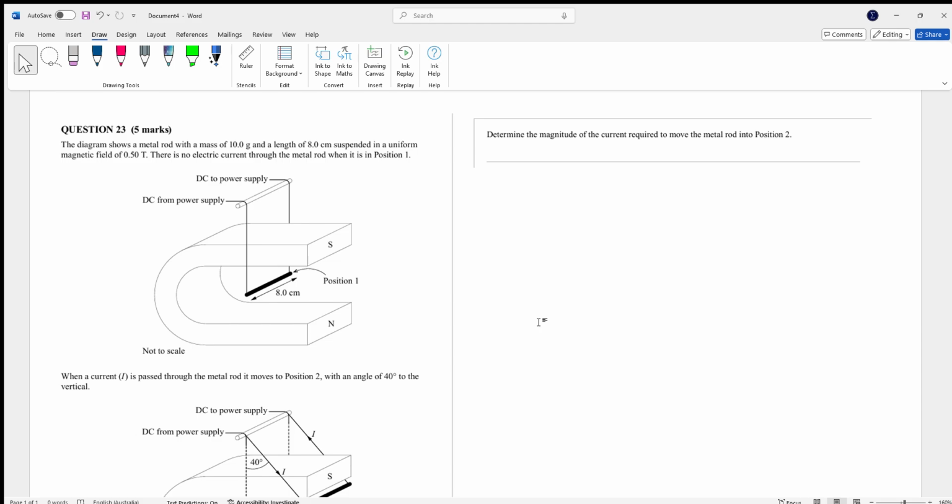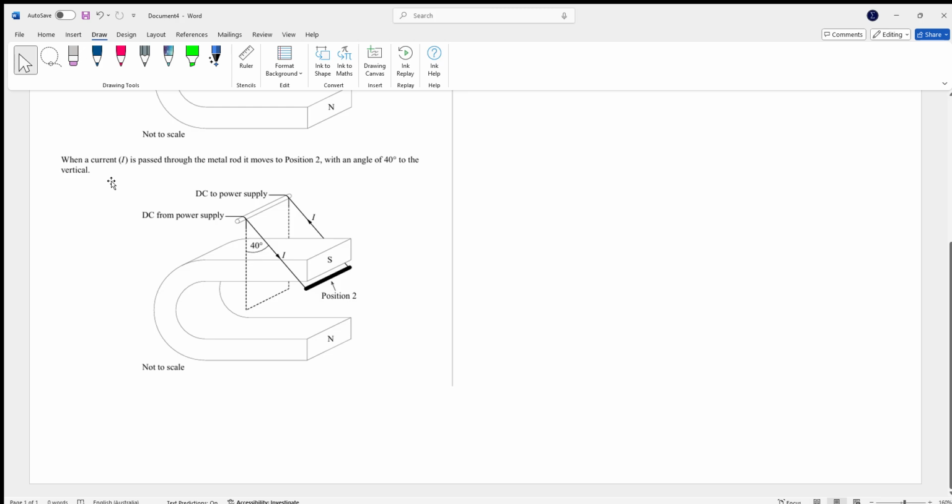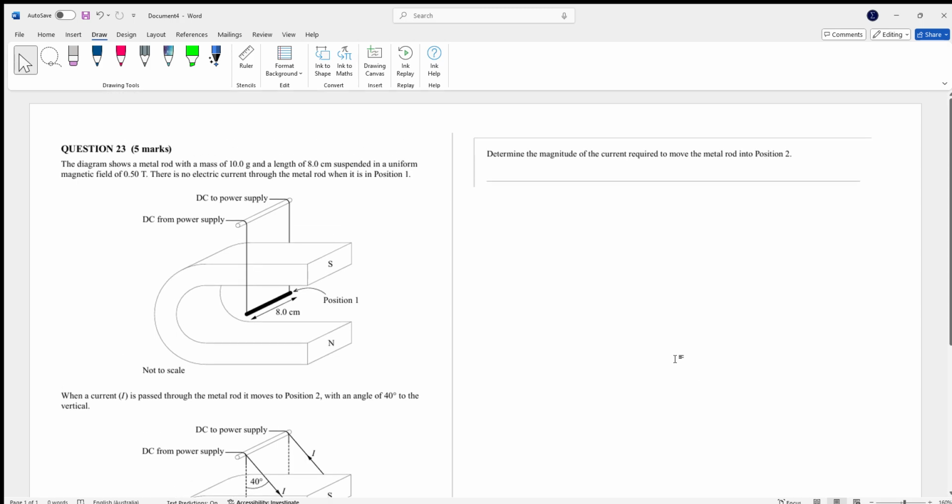We can see there's no power at the moment, so no current, so it's staying still, it's just hanging there. And then the second picture, when a current I is passing through the metal rod, it moves to position 2 with an angle of 40 degrees to the vertical. And we can see it physically here as well, and we can see the direction of the current in this position as well. Determine the magnitude of the current required to move the rod to position 2.